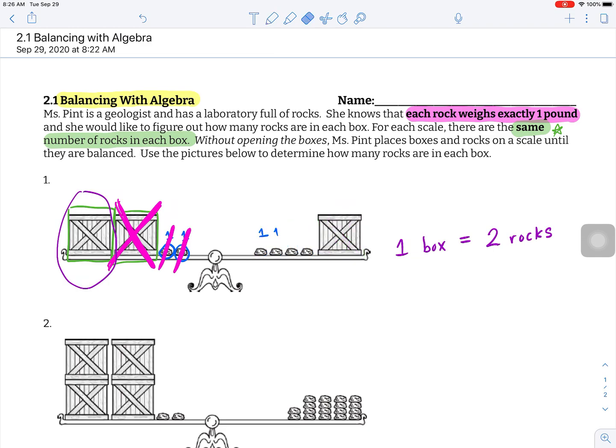Well, let's check that. So if I'm thinking about the fact that this is still 1, 1, 1, 1, 1, 1 over here, if I've got 2 in here, then that's total 1, 2, 3, 4, 5, 6 on this side. If there's 2 in here and 2 in here, 1, 2, 3, 4, 5, 6. Yeah, looks like there's 6 on each side.